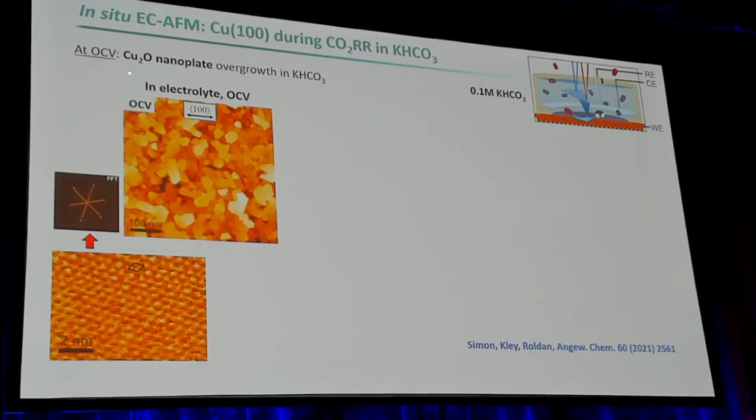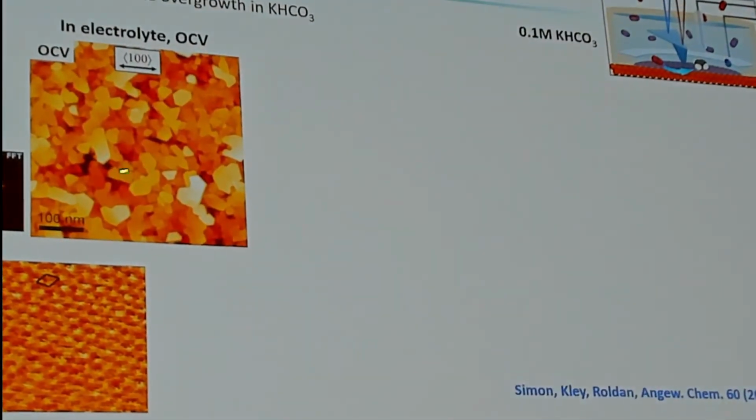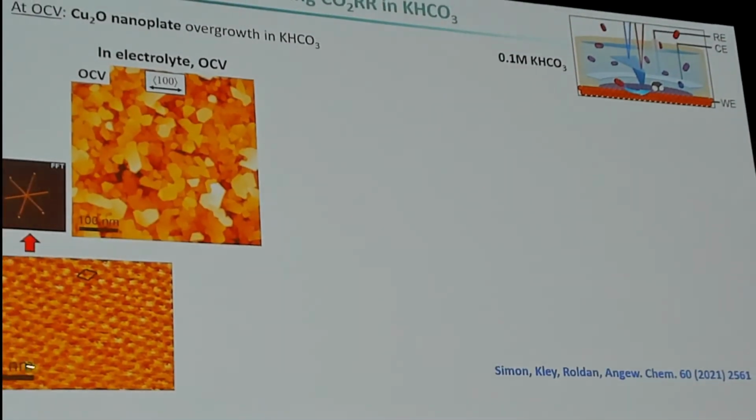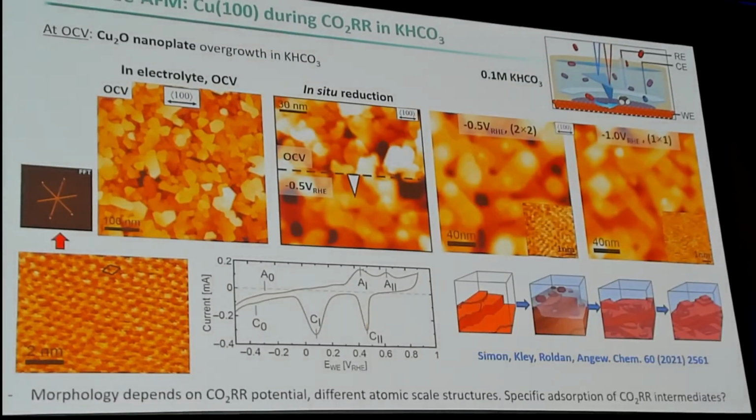You see here what happens when you put a perfect single crystal surface in the electrolyte, in this case potassium bicarbonate. You see this iron formation, and if you are good enough, you can get atomic resolution in the liquid, and you can see that this is Cu2O. So the surface has reconstructed when you put it at open circuit potential in the electrolyte. Then you can apply the potential, we can follow this very nicely, so these are in situ studies, so we have potential control, we can follow which region we are in, and we can do microscopy.